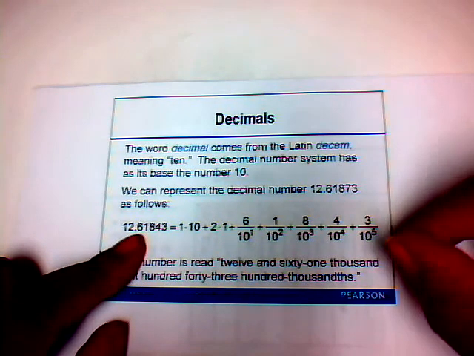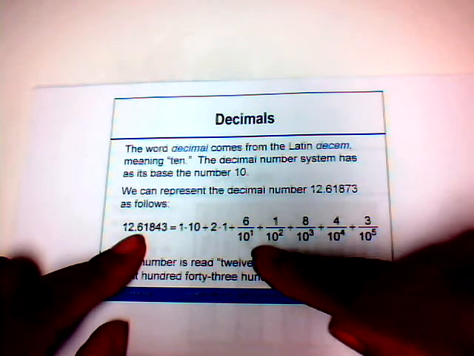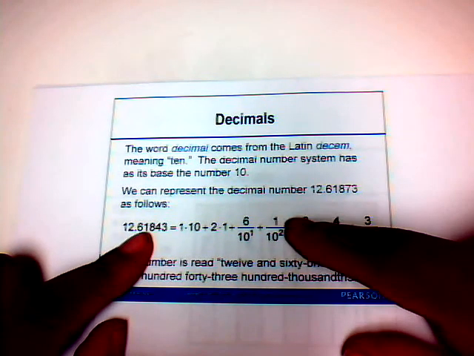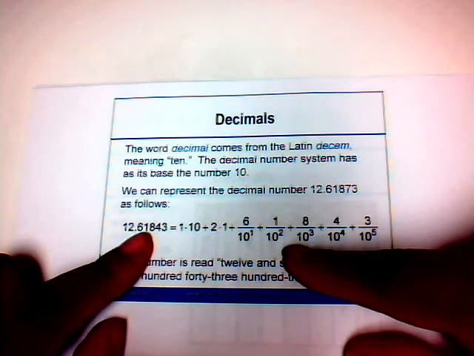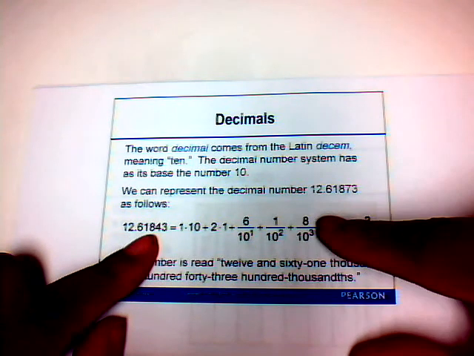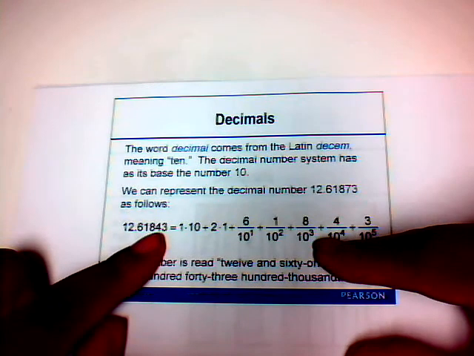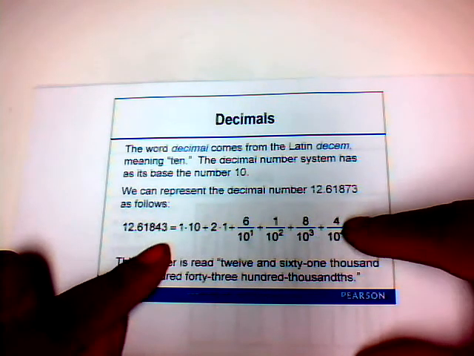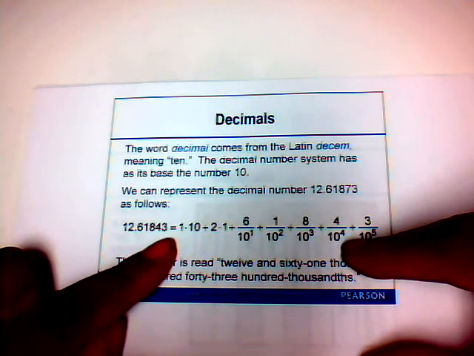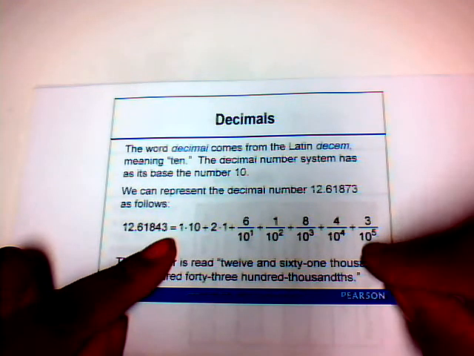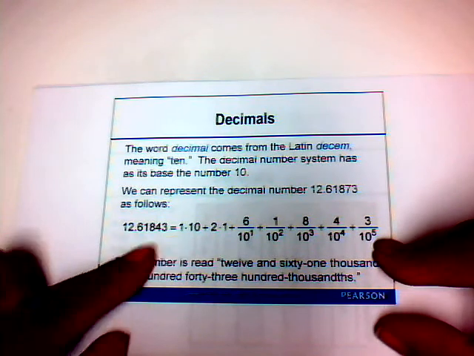The 6 is in the tenths place, so that's 6 over 10 to the first power. The 1 is in the hundredths place, that's 1 over 10 to the second. The 8 is in the thousandths place, that's 8 over 10 to the third. The 4 is in the 10,000ths place, so that's 4 over 10 to the fourth. And the 3 is in the 100,000ths place, which is 3 over 10 to the 5.